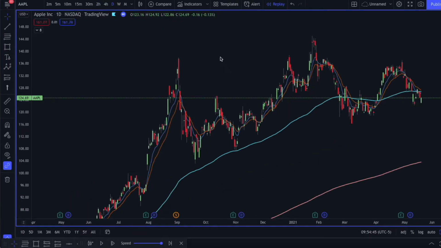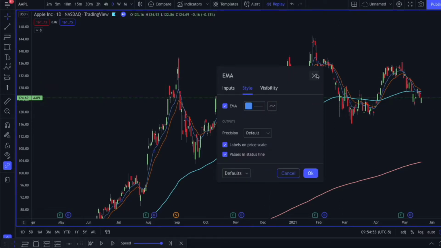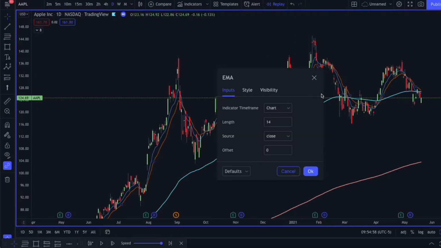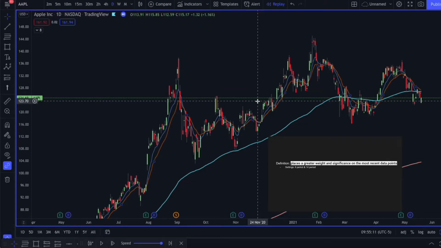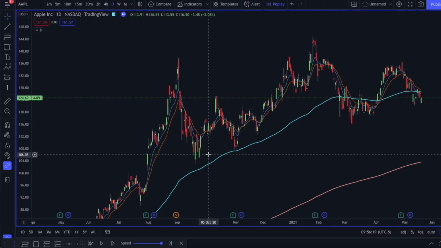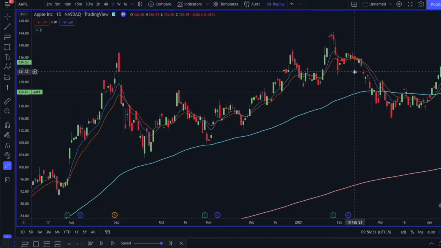So the next moving average strategy we're going to be looking at utilizes the 8 and 14 period exponential moving average. An exponential moving average basically places a bigger weight on more recent price action. So what we're going to be looking for is when the 8 period exponential moving average is crossing over the 14 period exponential moving average. And then we're going to be looking to sell when there's a bearish cross. So the 14 crossing above the 8.